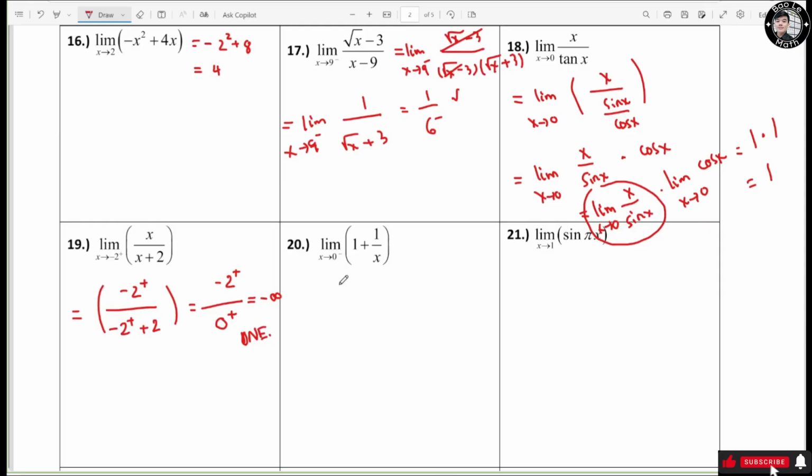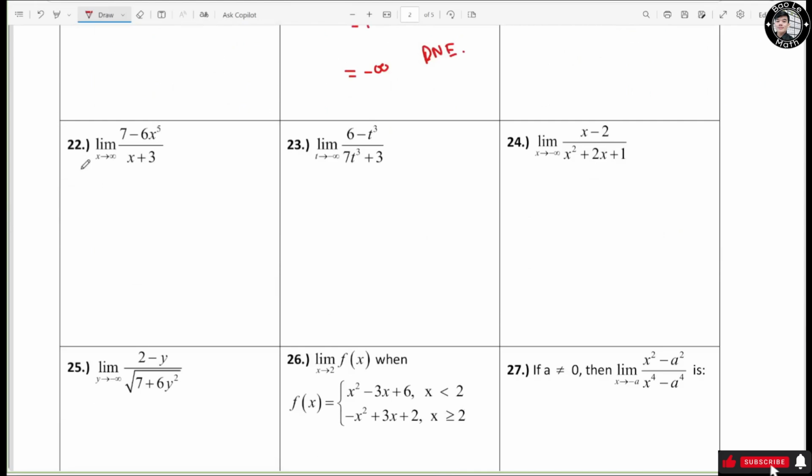Now question 20, we do exactly the same thing, right? So it's going to be 1 plus 1 over 0 minus, right? And then it's going to be 1 plus negative infinity, right? So it could be negative infinity, right? And this one does not exist. Question 21. Substitute 1 for s, so it could be sine of pi times 1, right? So it could be sine of pi, and it could be 0.